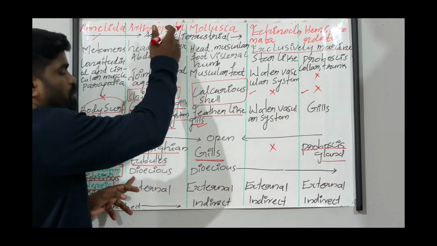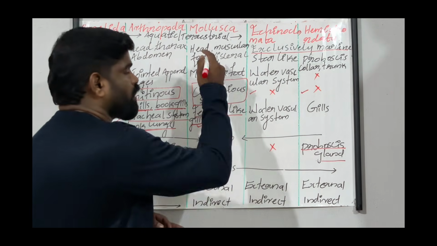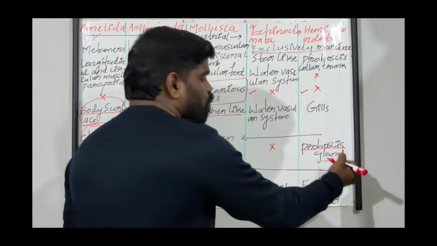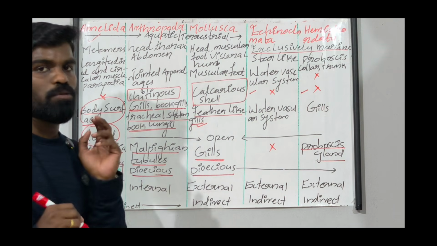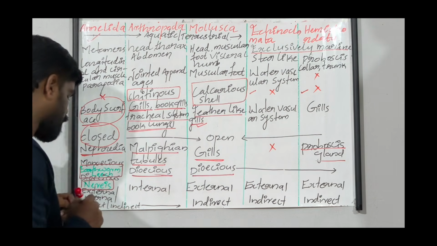Now Arthropoda are dioecious, and all the remaining phyla like Mollusca, Echinoderms, and Hemichordates are also dioecious. Only in Annelida can we see monoecious, and that too only earthworm and leech are the examples.